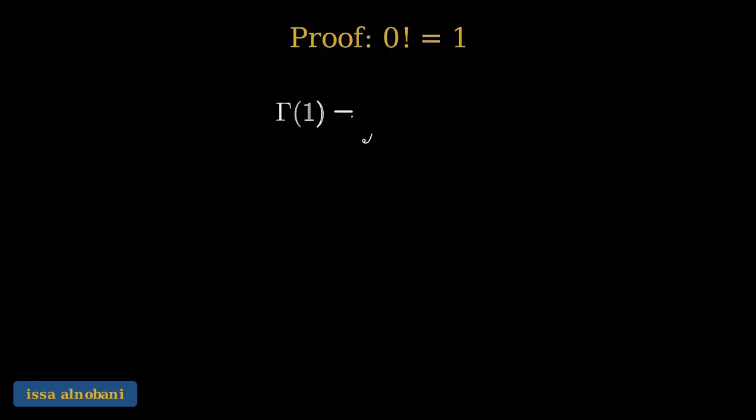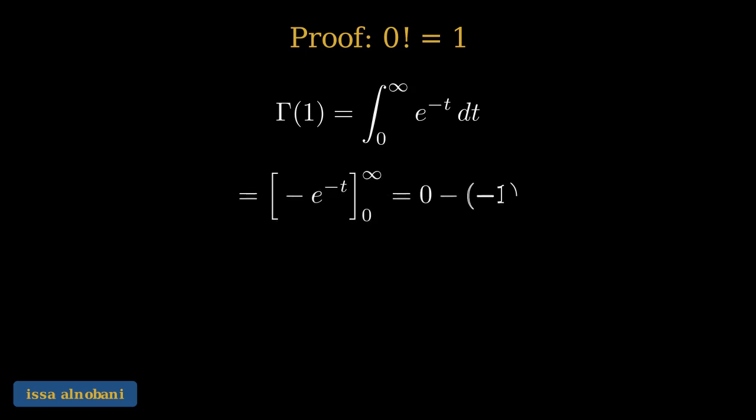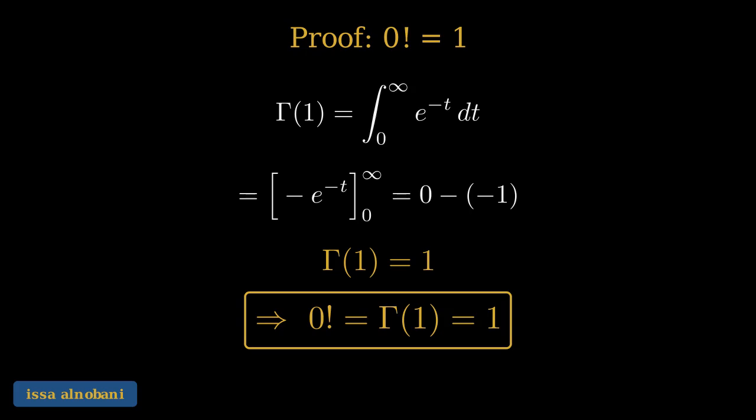Now let's prove that 0 factorial equals 1. Gamma of 1 is the integral from 0 to infinity of e to the minus t, dt. Evaluating this integral gives exactly 1. So 0 factorial equals gamma of 1, which equals 1.